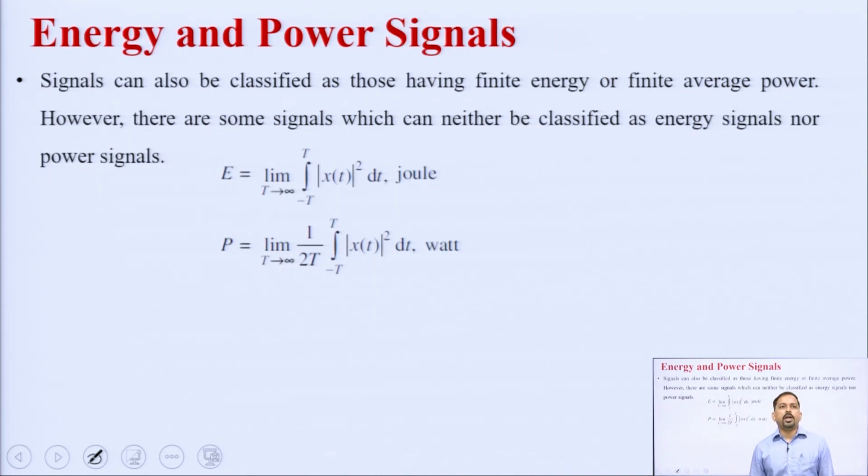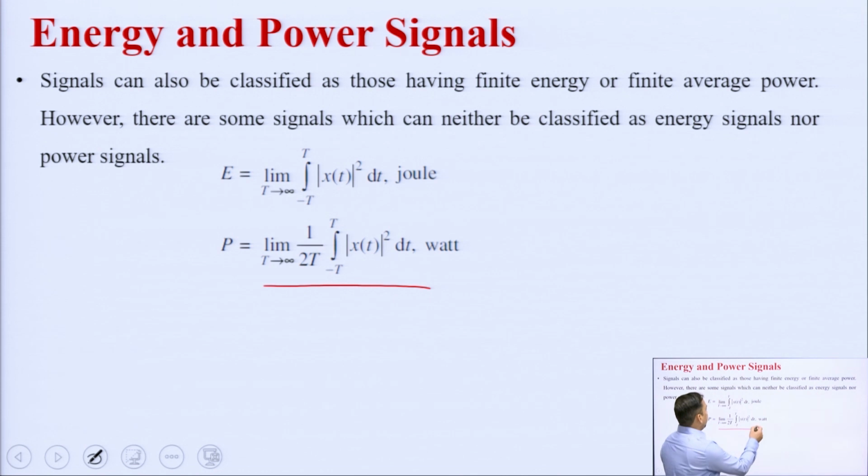Next is the energy and power signals. When is a signal said to be an energy signal or a power signal? First of all, we have the mathematical formula to calculate the energy of the signal. E equals limit T approaches infinity, integration from minus T to T of mod of x of t squared dt. Since it is energy, the unit will definitely be joules, and the power can be calculated by using this particular formula.